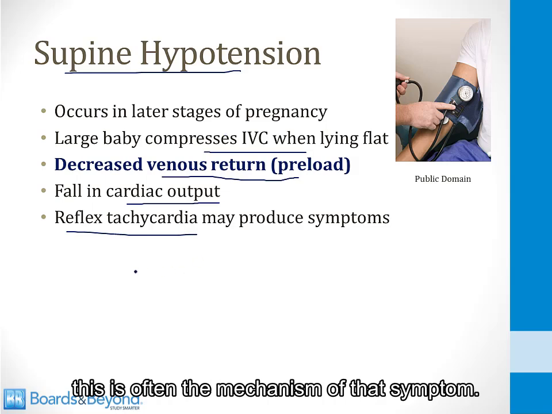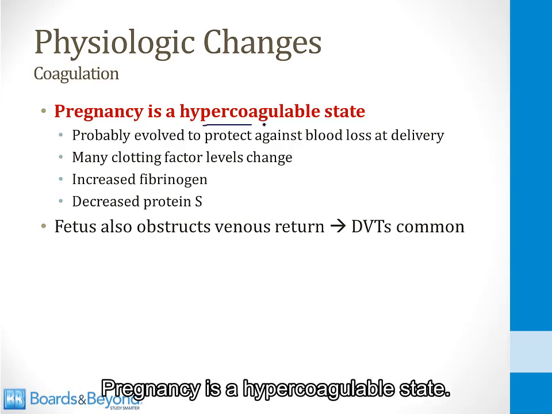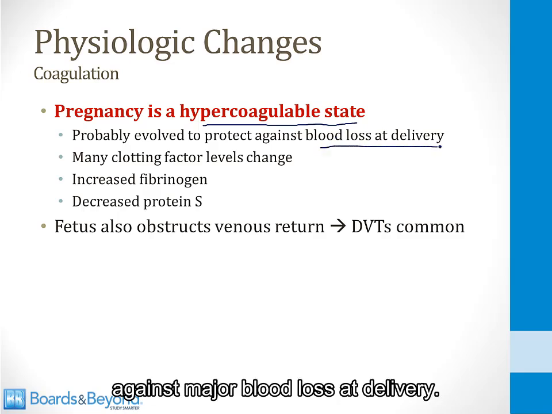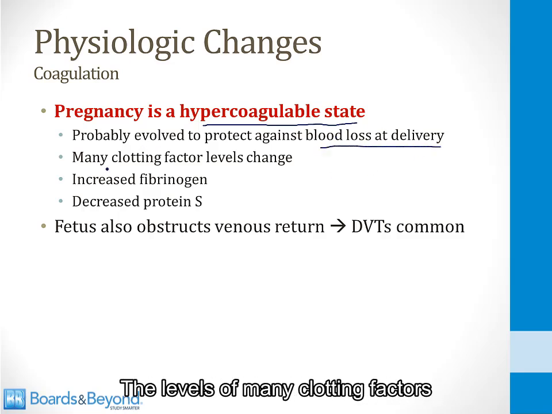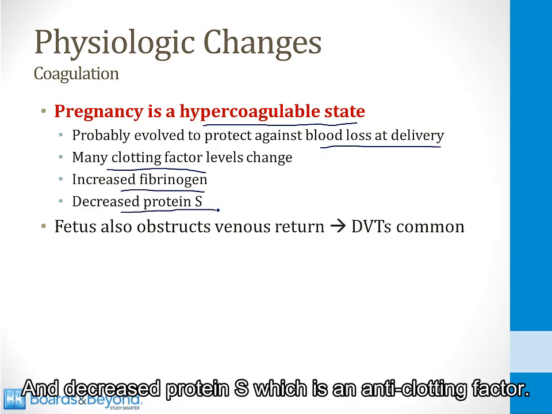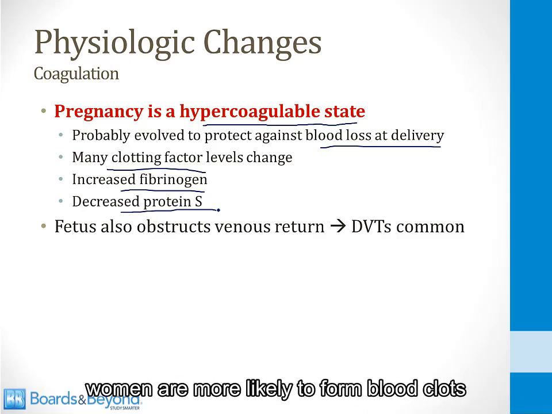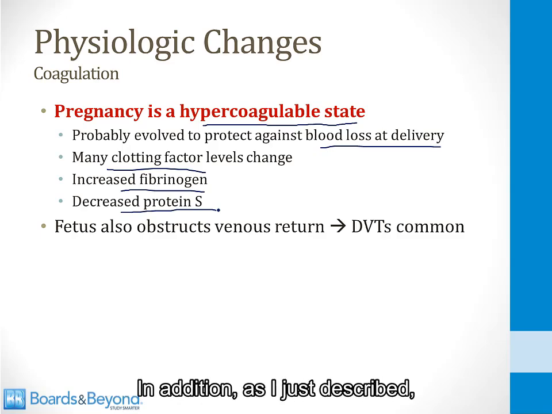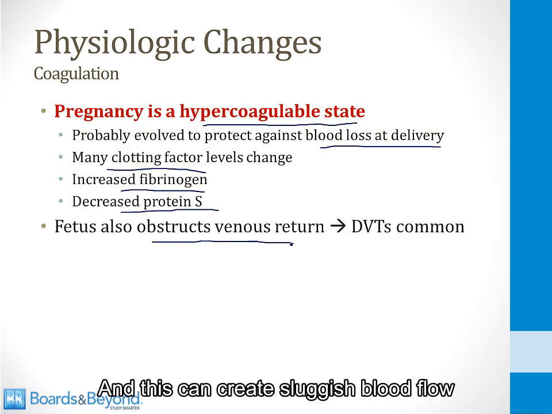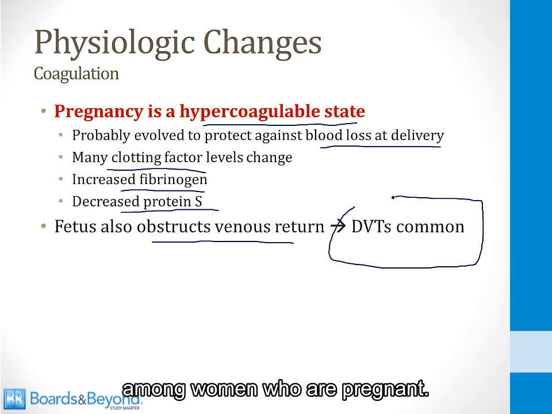There are changes in the coagulation system that are normal during pregnancy. Pregnancy is a hypercoagulable state. This probably evolved to protect women against major blood loss at delivery. The levels of many clotting factors change during pregnancy. There's increased fibrinogen and decreased protein S, which is an anti-clotting factor. And through all these clotting factor level changes, women are more likely to form blood clots when they are pregnant. In addition, as I just described, the fetus can obstruct venous return, and this can create sluggish blood flow through the venous system. And for that reason, deep vein thromboses are common among women who are pregnant.